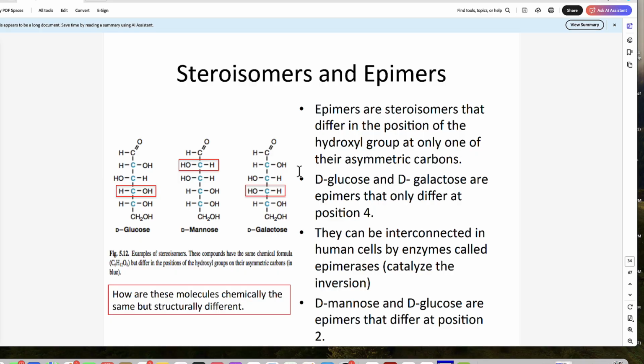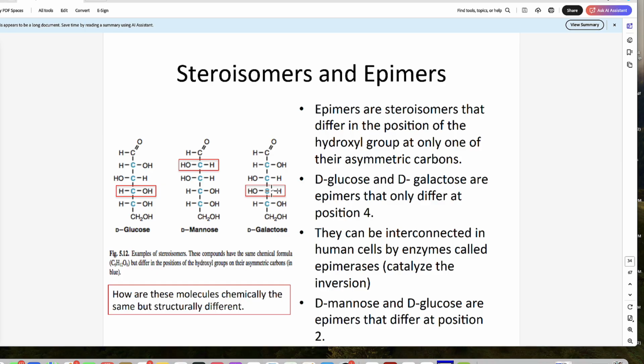Okay, so stereoisomers and epimers. We've already talked about stereoisomers, but epimers, what are they? Epimers are stereoisomers, but they differ in the position of the hydroxyl group at only one of their asymmetric carbons. So you have D-glucose, D-galactose. Those are epimers, but they only differ at position 4. 1, 2, 3, 4 is where they differ.